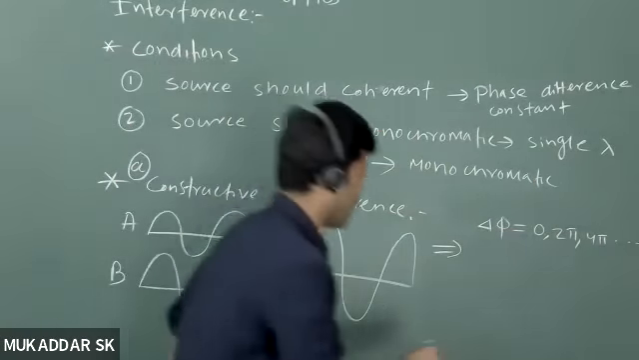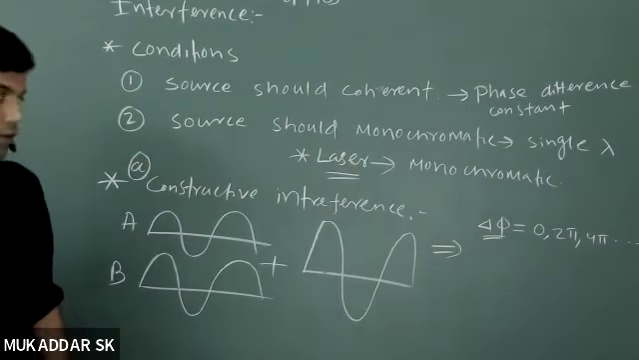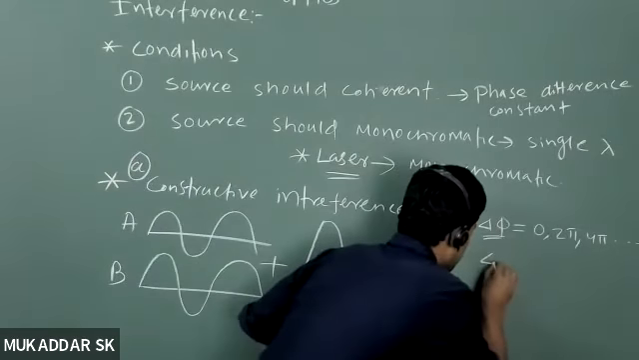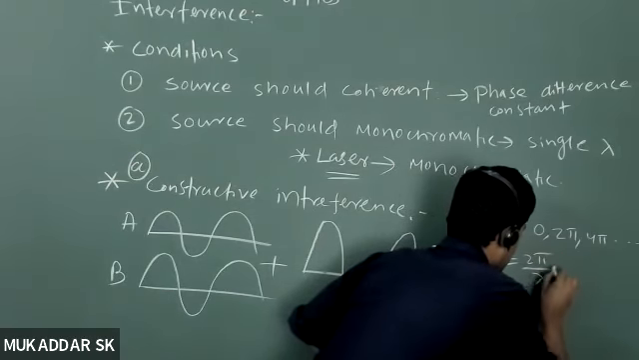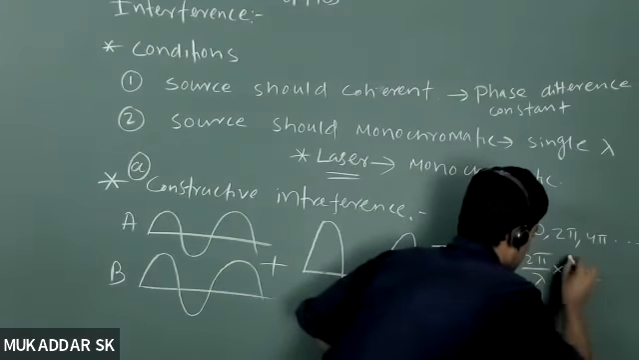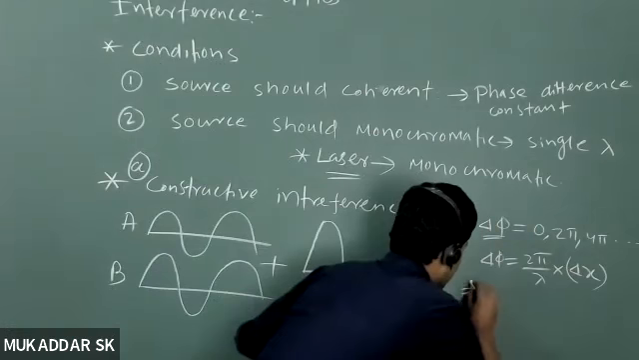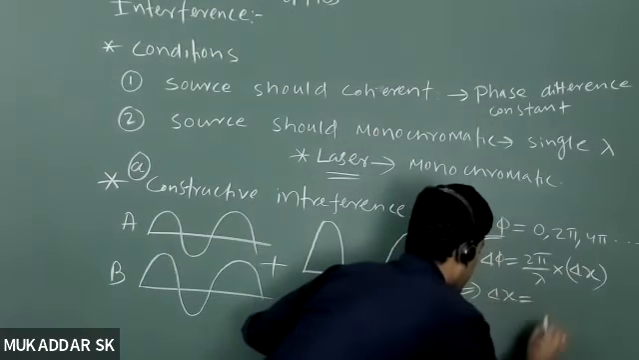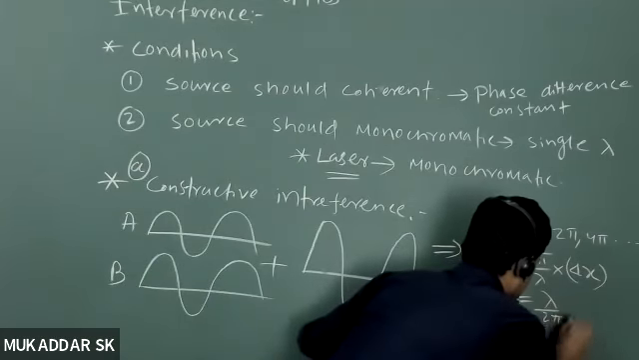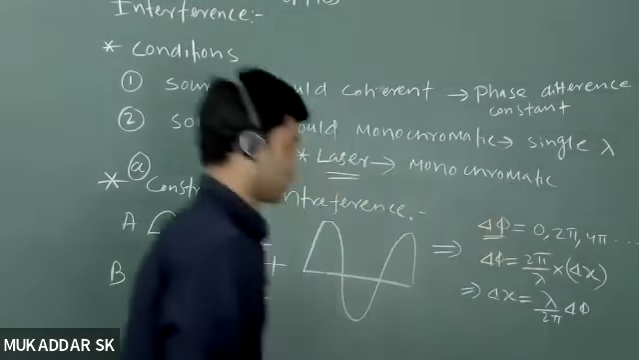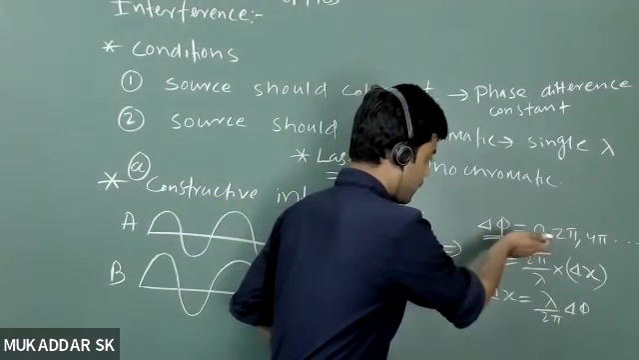Okay. And you know, if you know the phase difference, then how much will be the path difference? You know this relation, right? The phase difference between waves, delta phi, is nothing but 2 pi by lambda times the path difference, delta x, where delta x is the path difference. So it means delta x, the path difference between waves, will be nothing but lambda by 2 pi times delta phi, right?